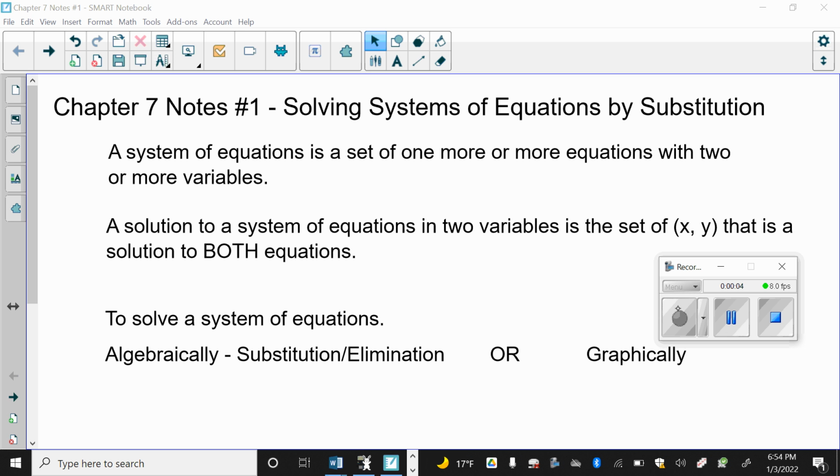Hello everybody. Today we are starting chapter 7, which is about solving systems of equations. So today we are going to be solving systems of equations by substitution.